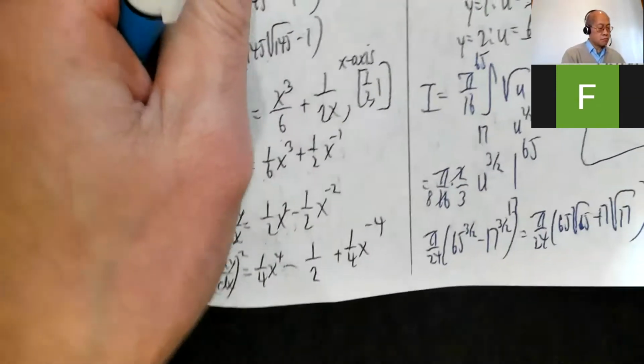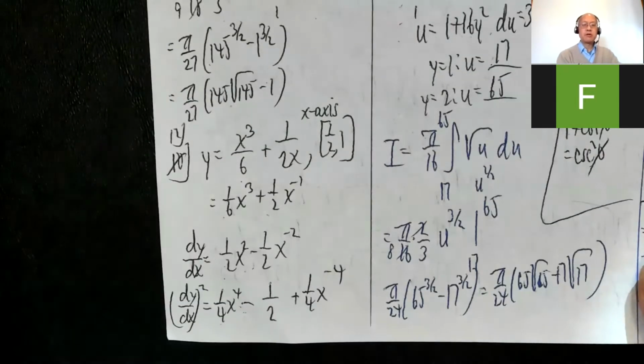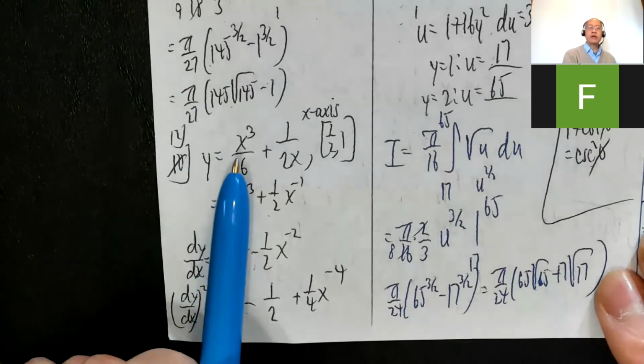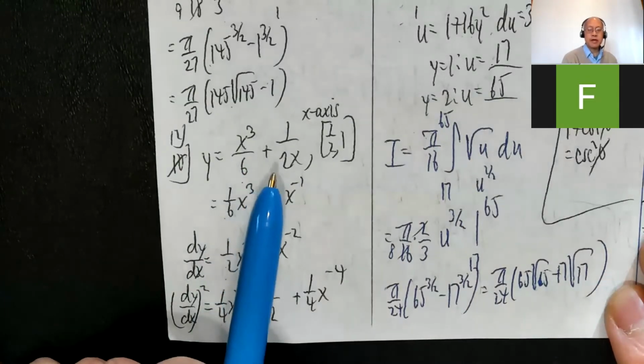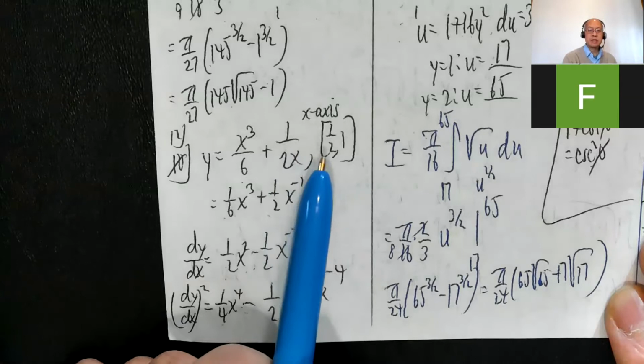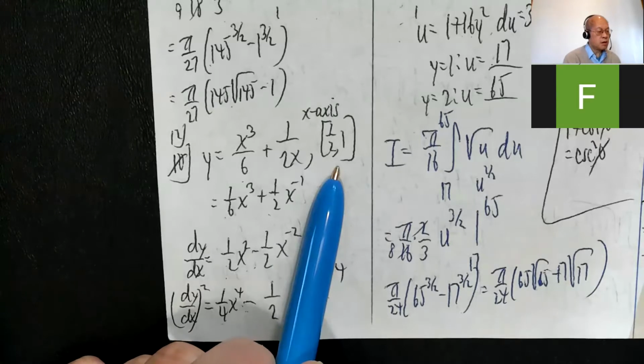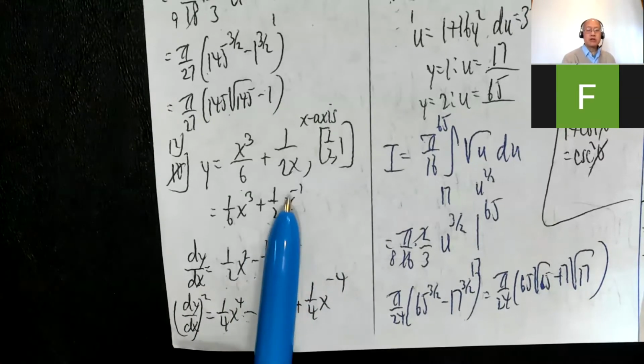Right, so here we go. All right, so let me see where I picked up from last time. Okay, problem number 12. Okay, so y equals x cubed over 6 plus 1 over 2x. Spin about the x-axis from 1/2 to 1. Okay. So I'll just give you the setup.